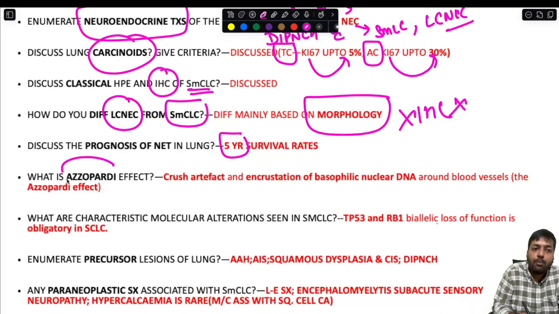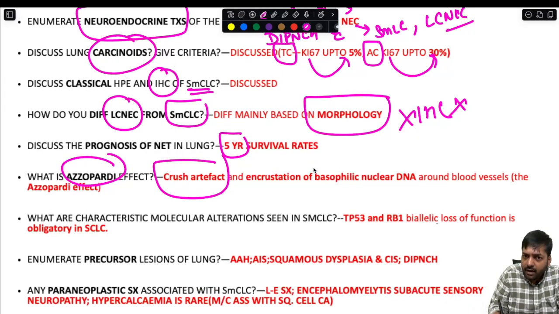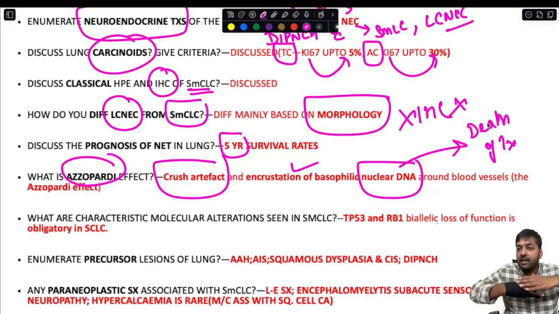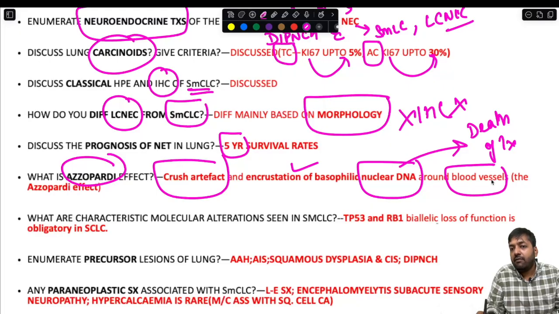So what is the Azzopardi effect? It is a very commonly asked question. It is a crush artifact, characterized by encrustation of basophilic nuclear DNA. And where does this DNA come from? From the death of the tumor cells. Whatever nuclear material is given out is deposited around the blood vessels as basophilic nuclear DNA material. This gives an effect called the Azzopardi effect.